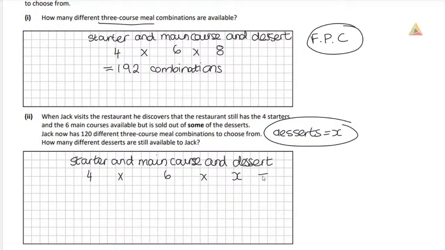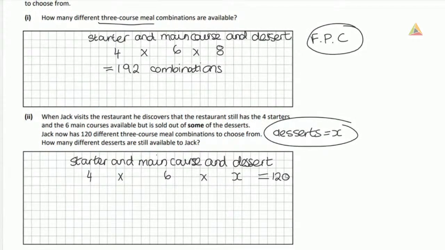But we do know that the total number of options when we're doing this combination here with our fundamental principle of counting is going to be equal to 120. So we now end up with an equation in algebra. So 4 times 6 times x is 24x is equal to 120, and we divide both sides by 24, which gives us x is equal to 5. So that means there are 5 desserts still available.